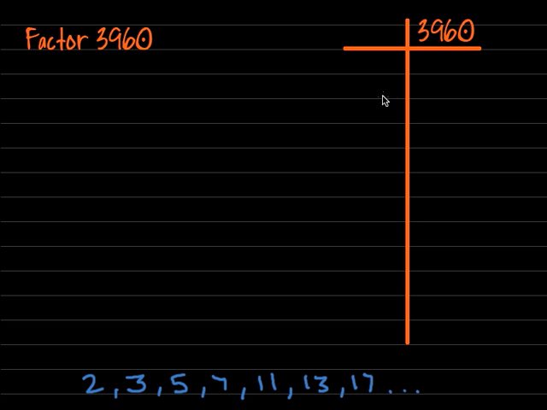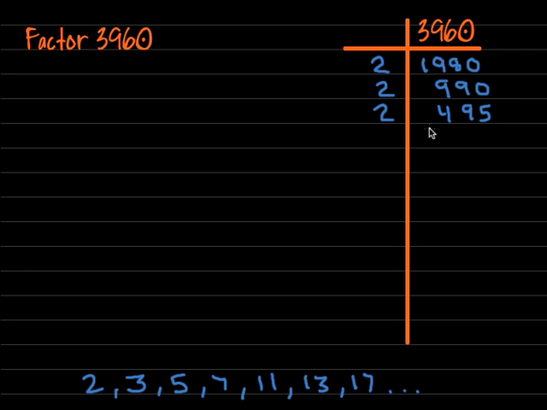So I'm going to start with the smallest prime number, 2, and I know 2 goes into 3,960 because 3,960 is an even number, and 2 goes into that 1,980 times. And you can use your calculator if you need to. Again, that's another even number. I know 2 goes into 1,980, 990 times. That's still an even number, and 2 goes into 990, 495 times.